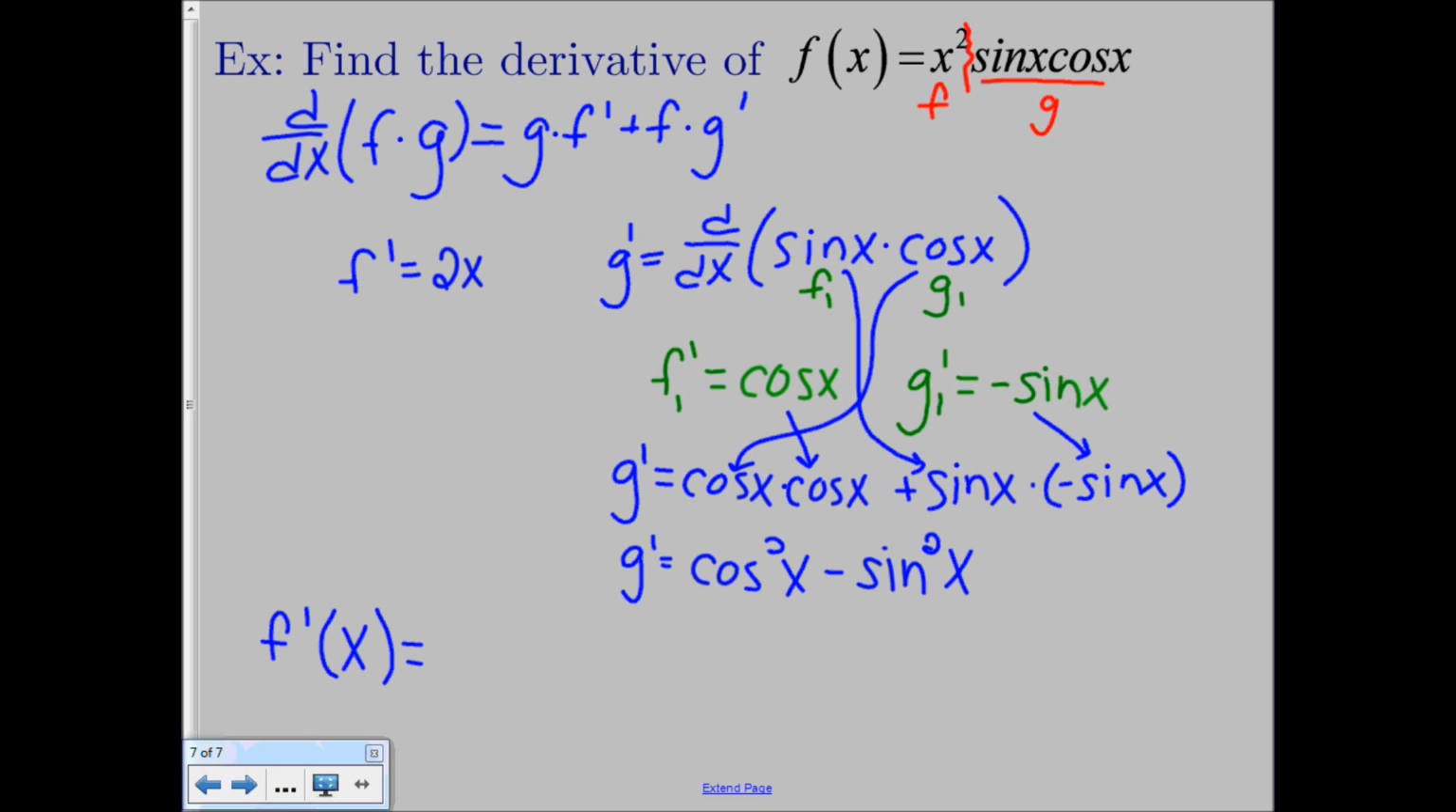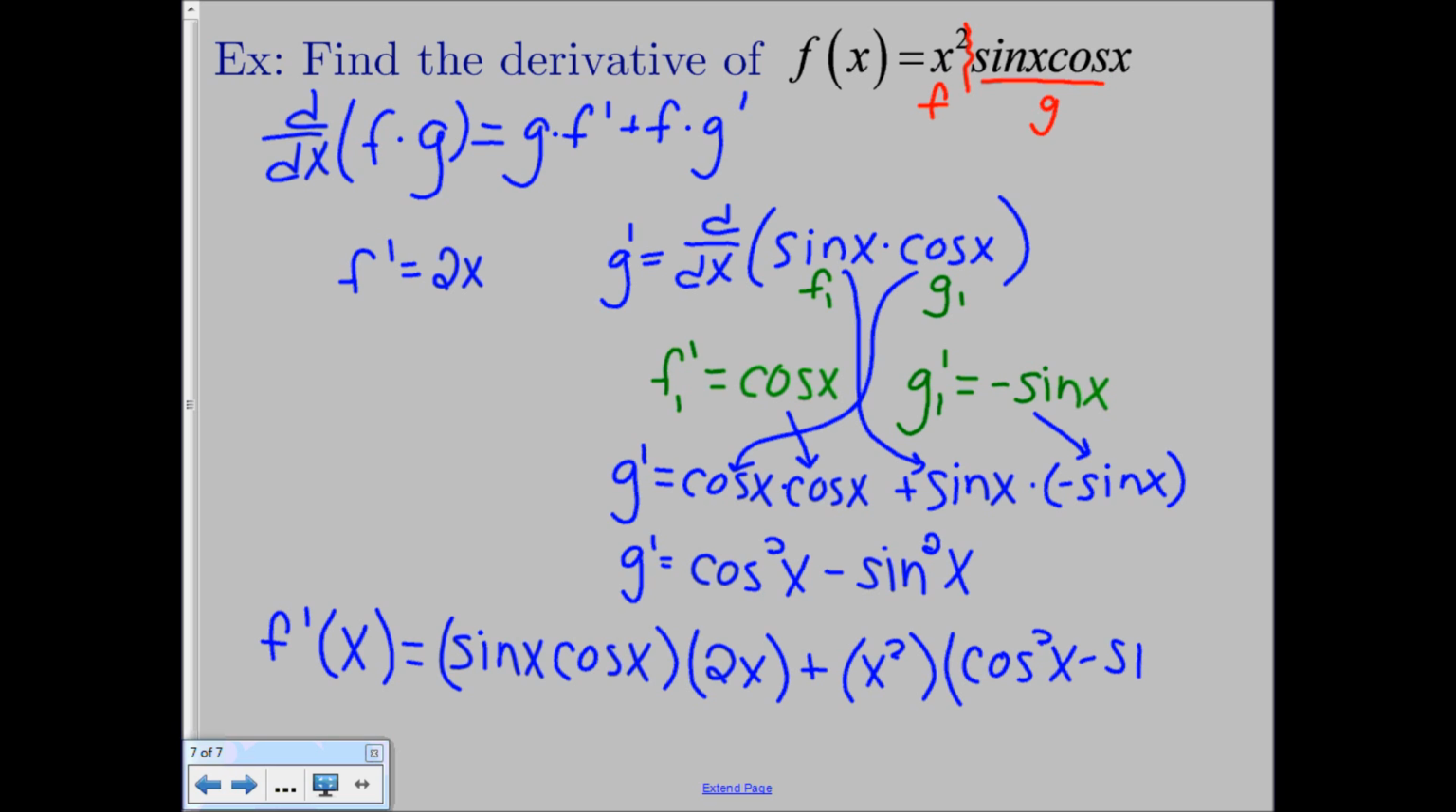So f prime of x was just g times f prime. Okay, well our original g function was sine of x times cosine of x. And f prime was going to be 2x. Okay, so now we have that, plus f, which was x squared, times g prime, which we just found out to be cosine squared of x minus sine squared of x.